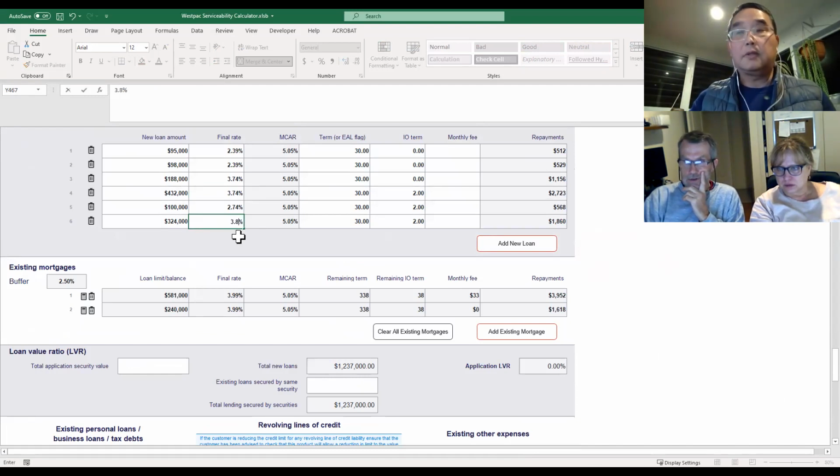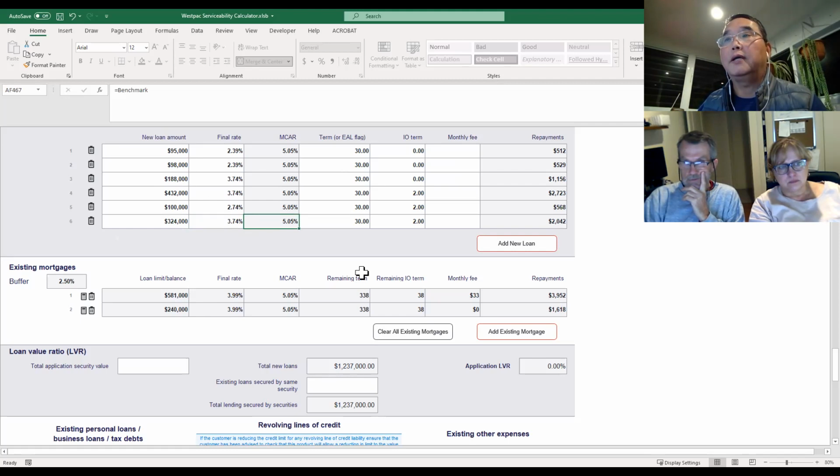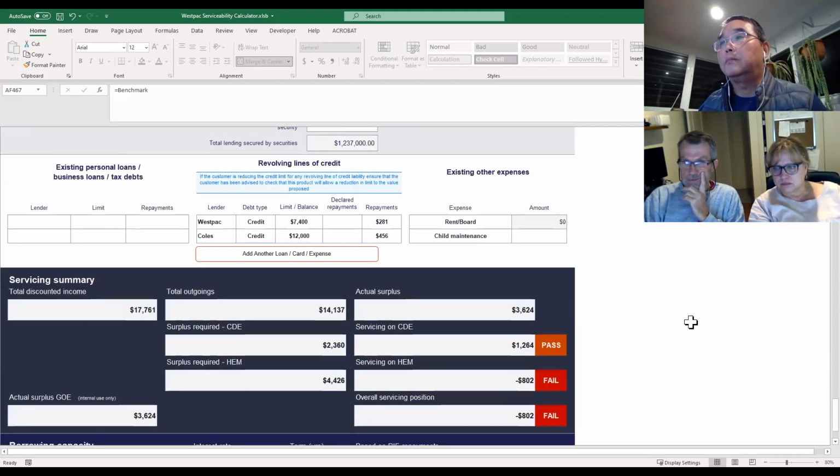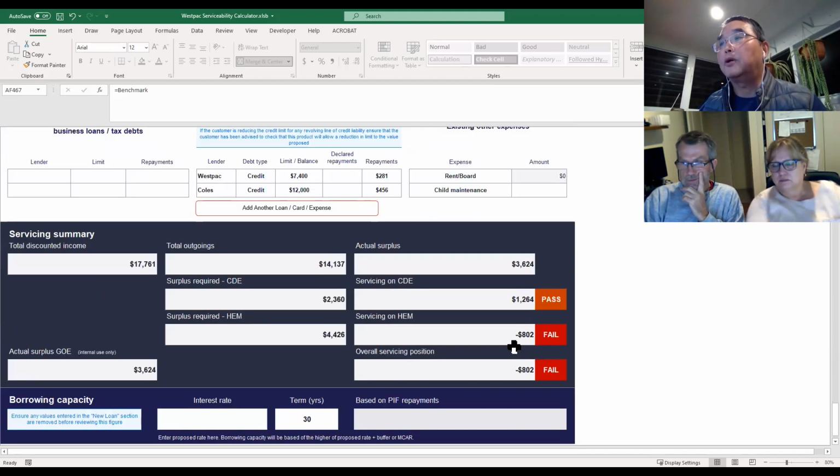Let's go back to this. Okay, these 3 loans are interest only. They were short $802. But if we cancel both cards, it will be $700. We're still short, even if we cancel them.